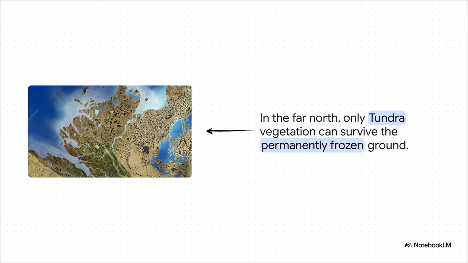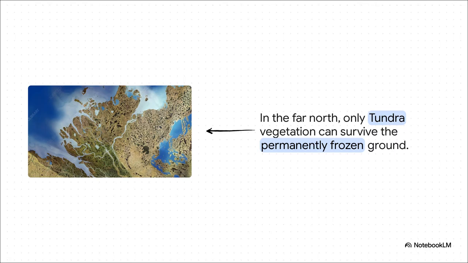And then, if you go to the absolute extreme, the far, far north, the climate is too harsh for even grass to thrive. The ground itself is permanently frozen solid just below the surface. It's called permafrost. And in a place like that, the only things that can survive are the absolute toughest of the tough, tundra vegetation like mosses, lichens, and little ground-hugging shrubs.